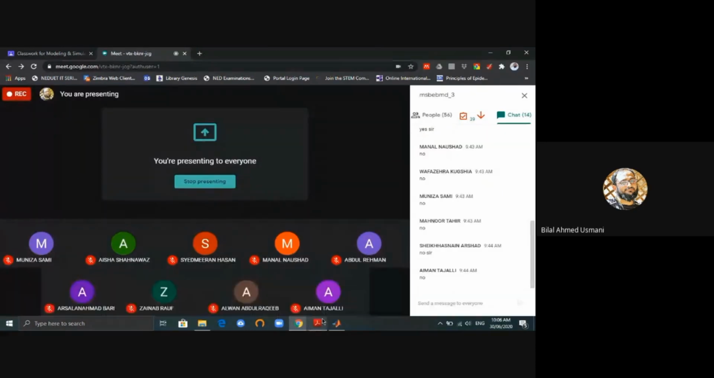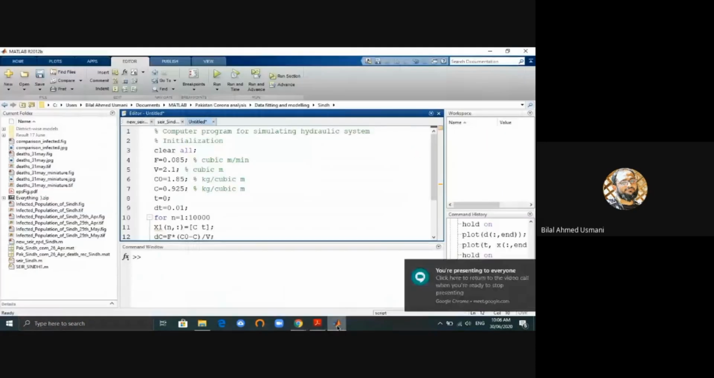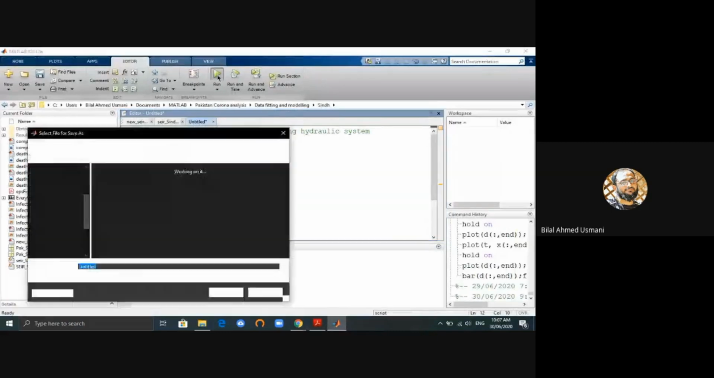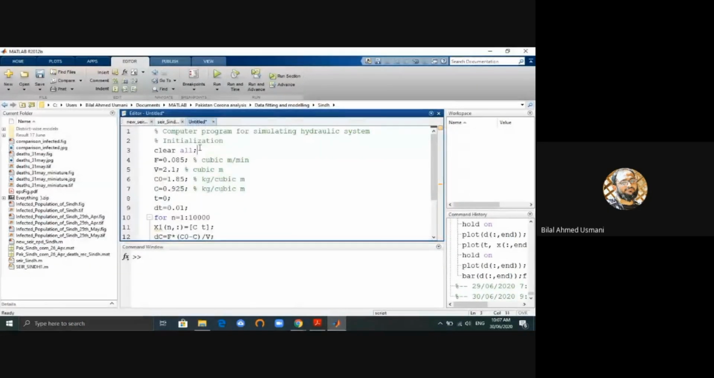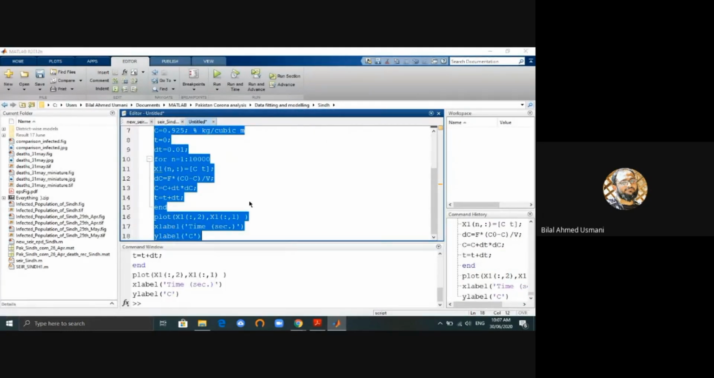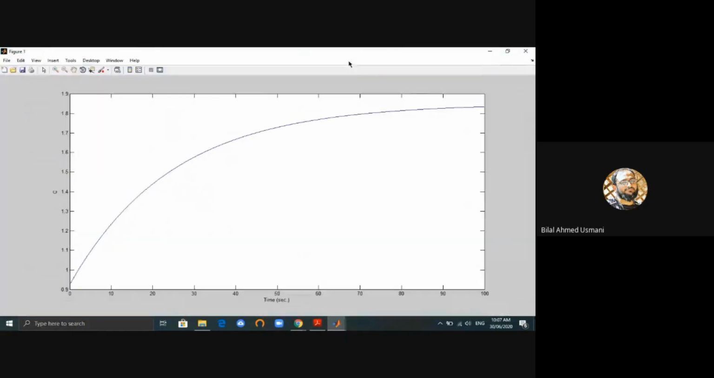This type of curve, what I was talking about, in this example, is a logistic curve. So if I run it, you can see the population initially starts increasing, and after some time, it goes towards the carrying capacity of the tank. That carrying capacity is around 1.8 or something, not more than that.